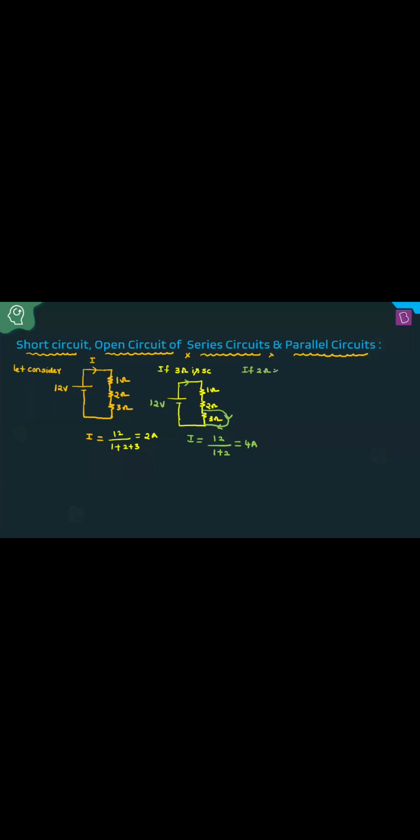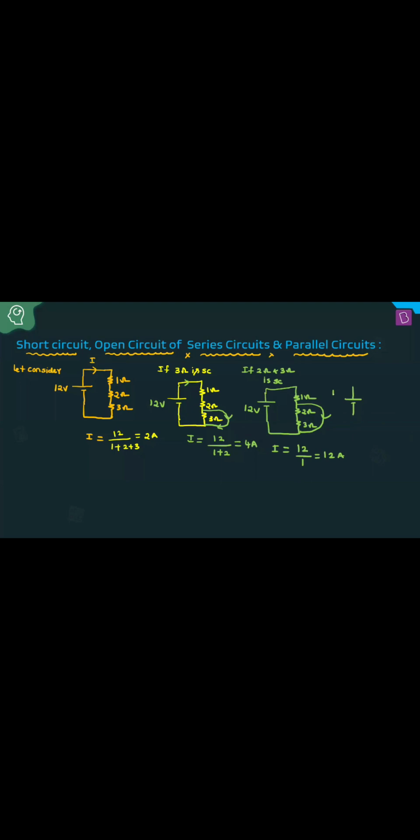For example, if the 2 ohm and 3 ohm are short circuited, then what is the current? This is 1 ohm, this is 2 ohms, and this is 3 ohms, with 12 volts, and these are the short circuited lines. Now what is the current? I equals 12 by 1, don't consider the 2 ohm and 3 ohm. That is equal to 12 amperes. Total is short circuited.